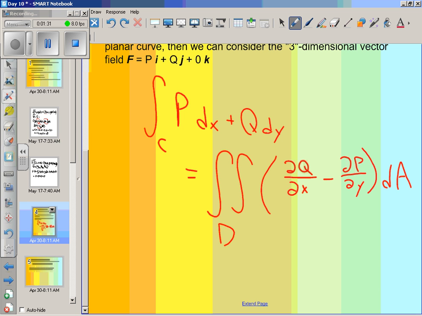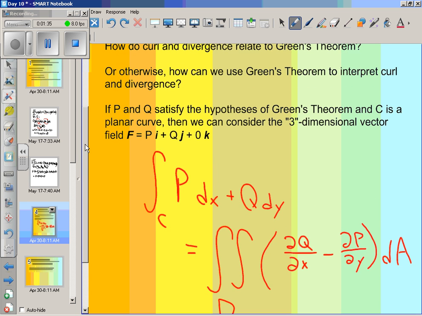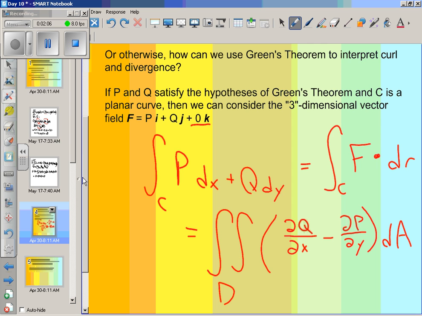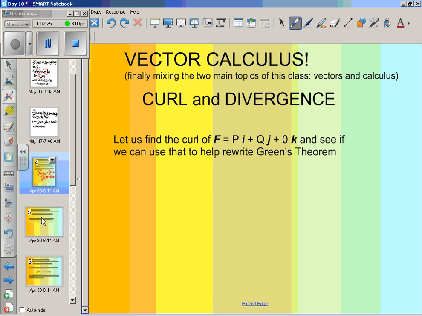Okay, and notice that if we think of F as a three-dimensional vector field, where we let the third dimension just be 0, then this integral is also equal to the line integral over F, because that would be P dx plus Q dy plus 0 dz. And so we can just not think about that. What we're going to do is use curl to help us interpret this a little bit, because if you look at this dQ/dx minus dP/dy, that actually occurred in the curl. So we'll look at what I mean by that.